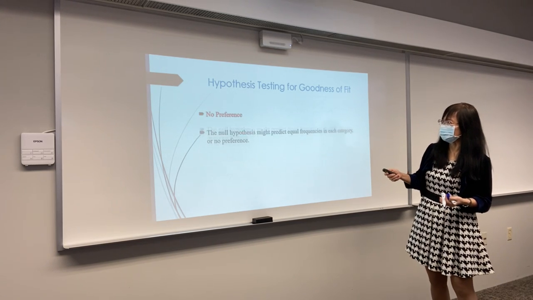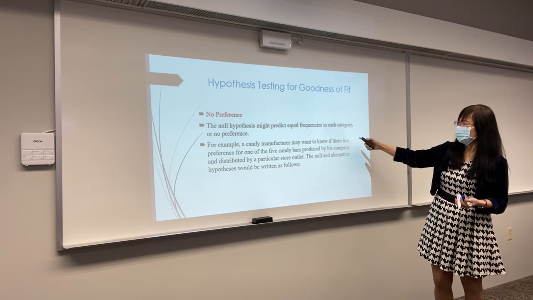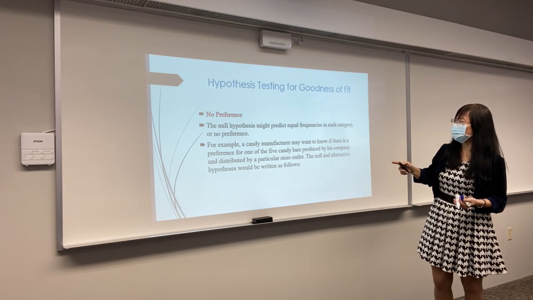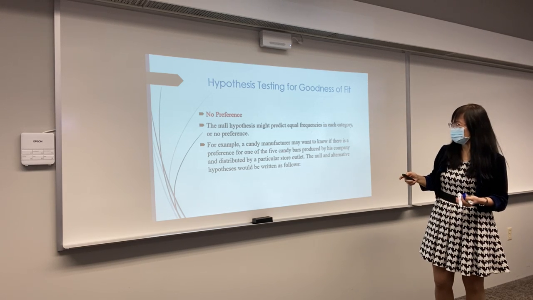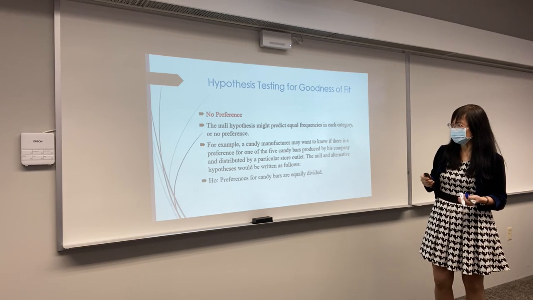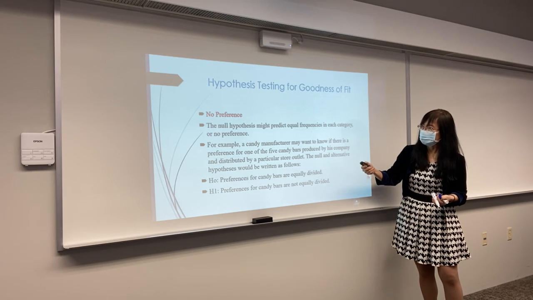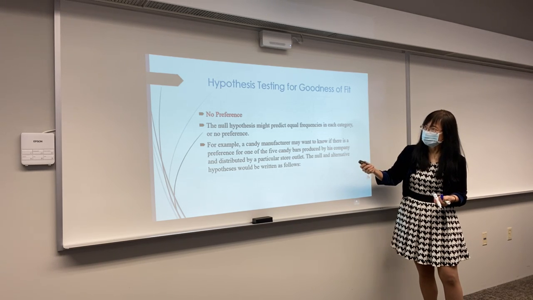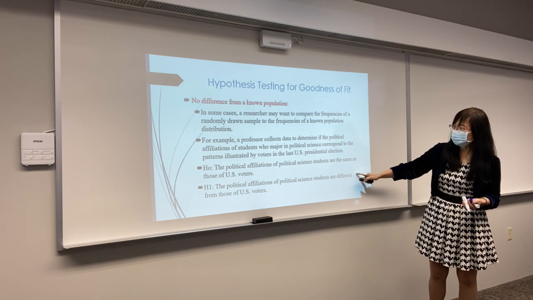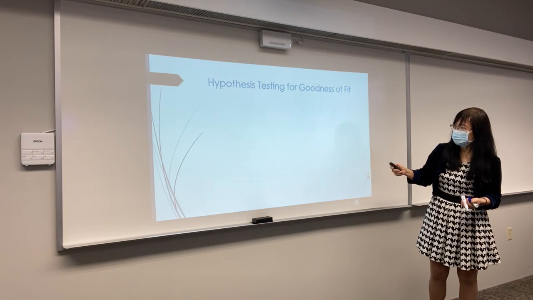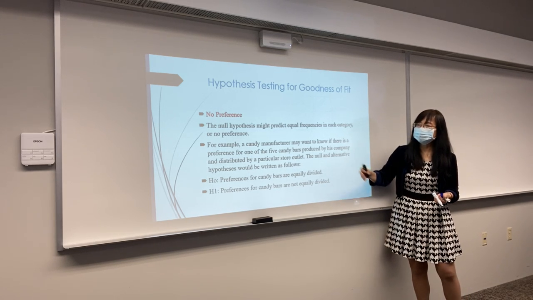And then I have this one. Okay, so now the null hypothesis for political predict is equal in each category, or no preference. Okay, so for example like this. Okay, so look at this. What's different between this one and this one? You tell me. What's different between these two?